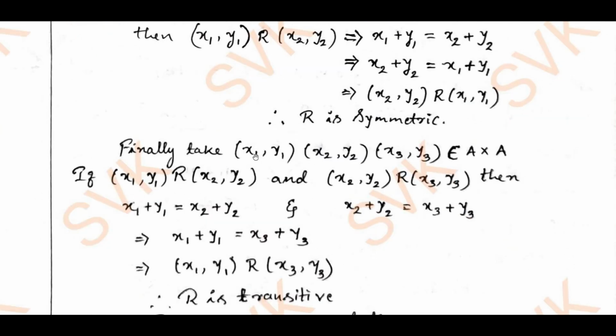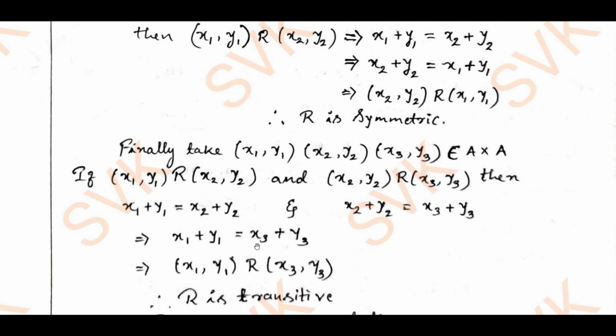Finally, take (x1, y1), (x2, y2), (x3, y3) belonging to the Cartesian product A cross A. Then (x1, y1) related to (x2, y2) is defined like this, and similarly (x2, y2) related to (x3, y3) is defined like this. Observe that x1 plus y1 is equal to x2 plus y2, and x2 plus y2 is equal to x3 plus y3. So x2 plus y2 can be replaced by x3 plus y3. Therefore x1 plus y1 is equal to x3 plus y3.